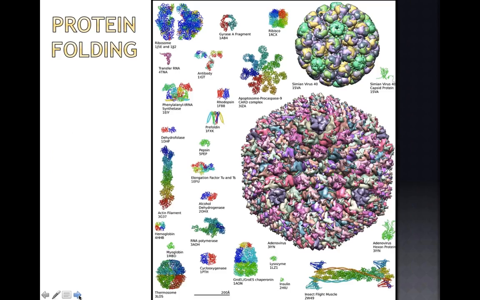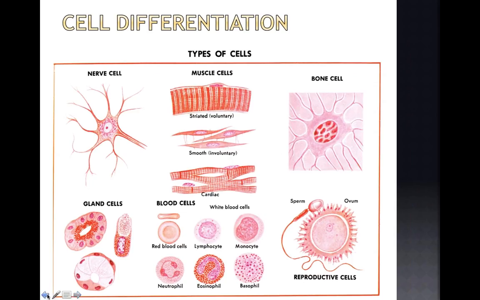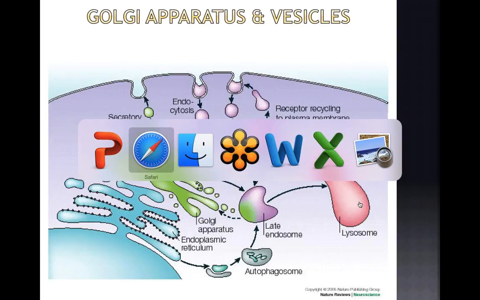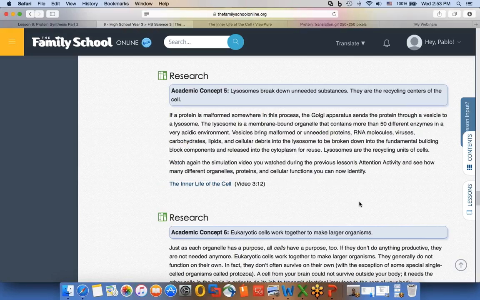So these proteins in these vesicles having defects, or unneeded proteins, all these different things that aren't necessary, debris, lipids, viruses, are basically broken down into the very basic building blocks and are released into the cytoplasm.